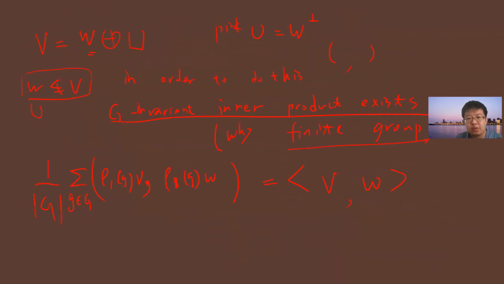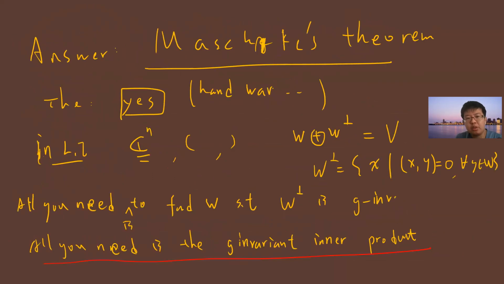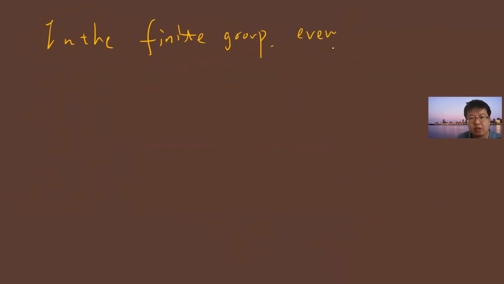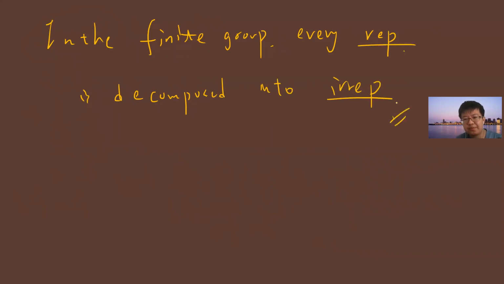And by this previous theorem that we just proved, what I'm saying is that in finite group representation, every rep is decomposed into irreducible representations. Nice. We just finished the proof. Okay, a very technical one.